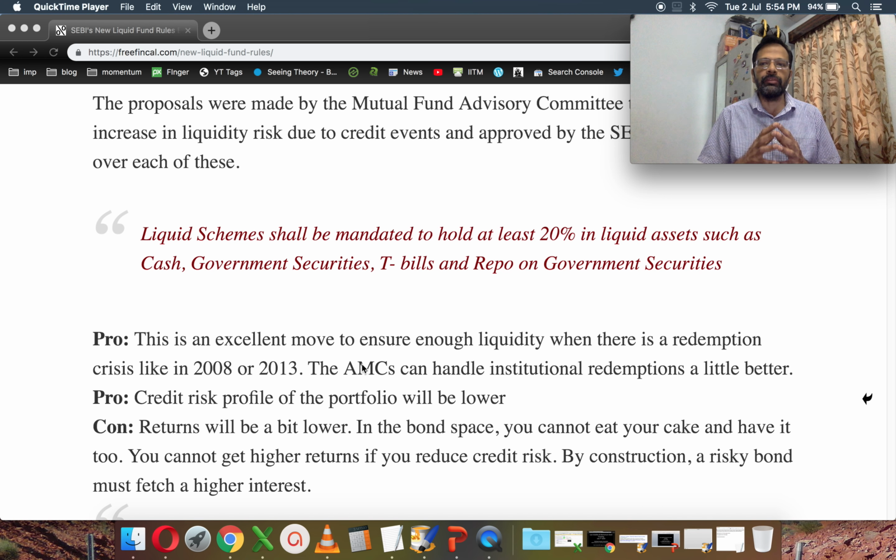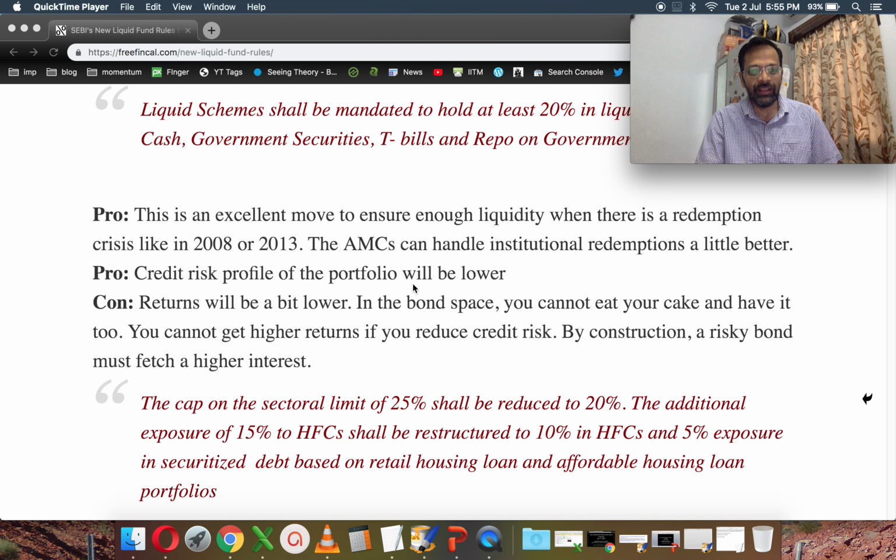See, the problem in the debt fund space is, if you want safety, you get lower interest. If you want more interest, then you have to go and buy a risky bond. The only reason why the market demands a higher interest from a bond issuer is because the market recognizes that that bond issuer has got problems paying back. Of course, it's a very counterintuitive argument, but that's how risk premium in the bond market works.